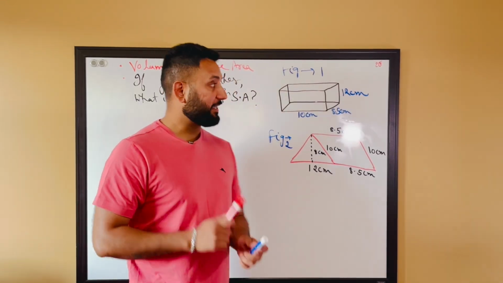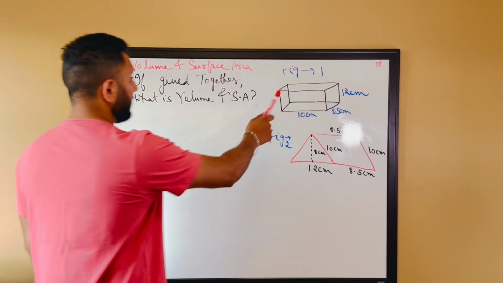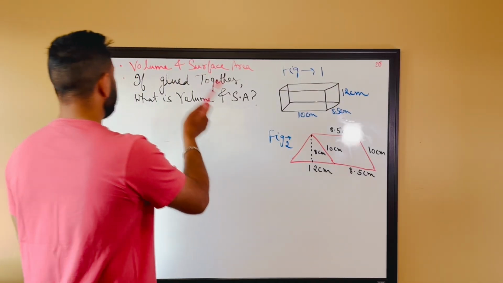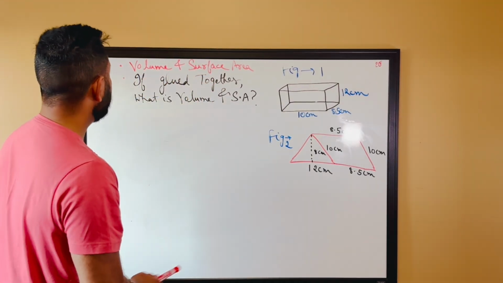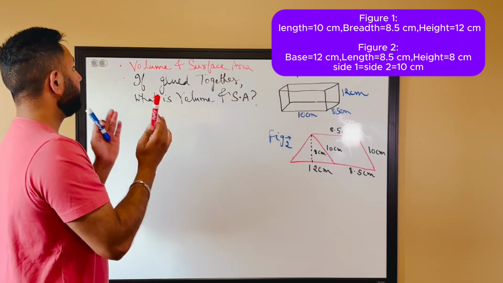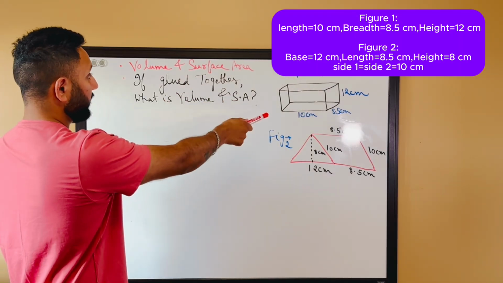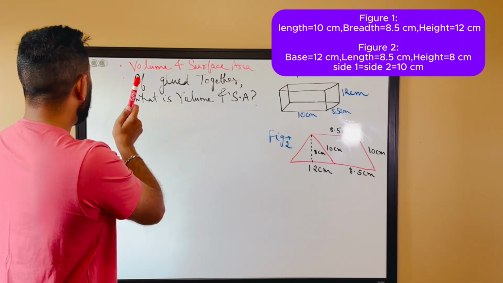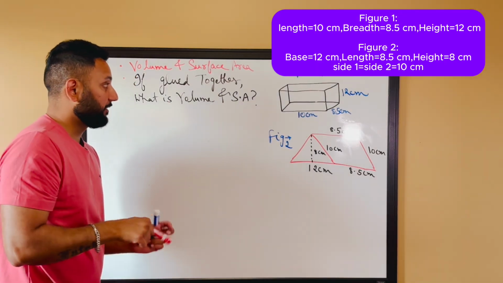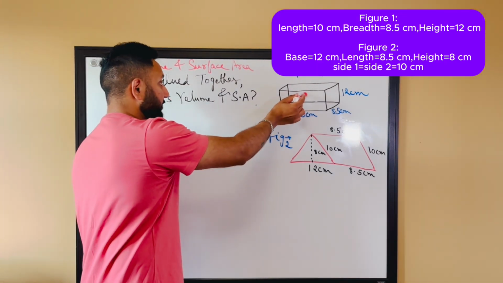Now we're gonna do our second example. Here we are given two figures, and we need to find out the volume and surface area, and secondly, if we glued the two figures together, what is the volume and surface area. Let's focus on the first figure.